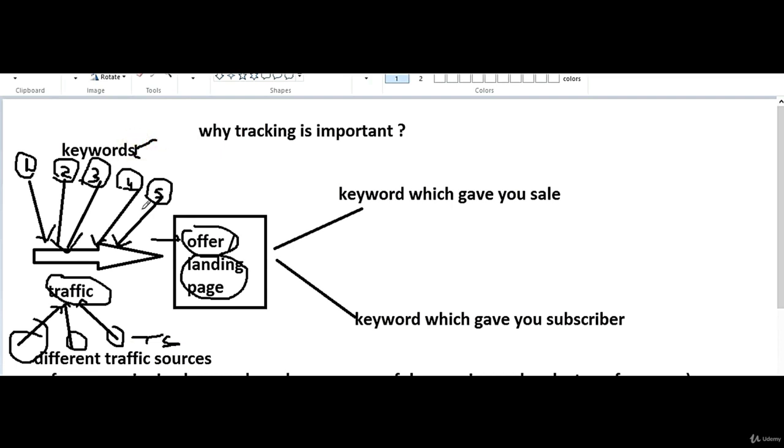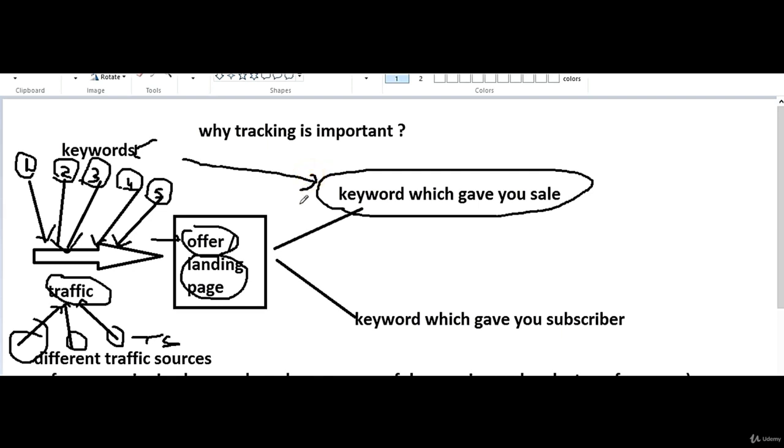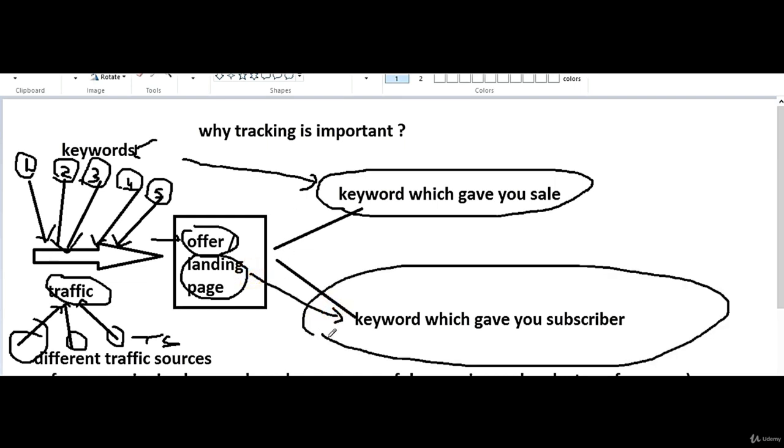Okay, so if I tell you which keyword gave you the sale, ClickBank sale, whether it's weight loss, whether it's diabetes, which keyword in that campaign gave you the sale, you can easily adjust the bid of that keyword. You can give more exposure to that keyword which actually gave you the sale, okay? And you can drop other keywords which are getting the clicks but not giving you sales, right? Or which keyword gave you the subscriber. So this is super powerful.